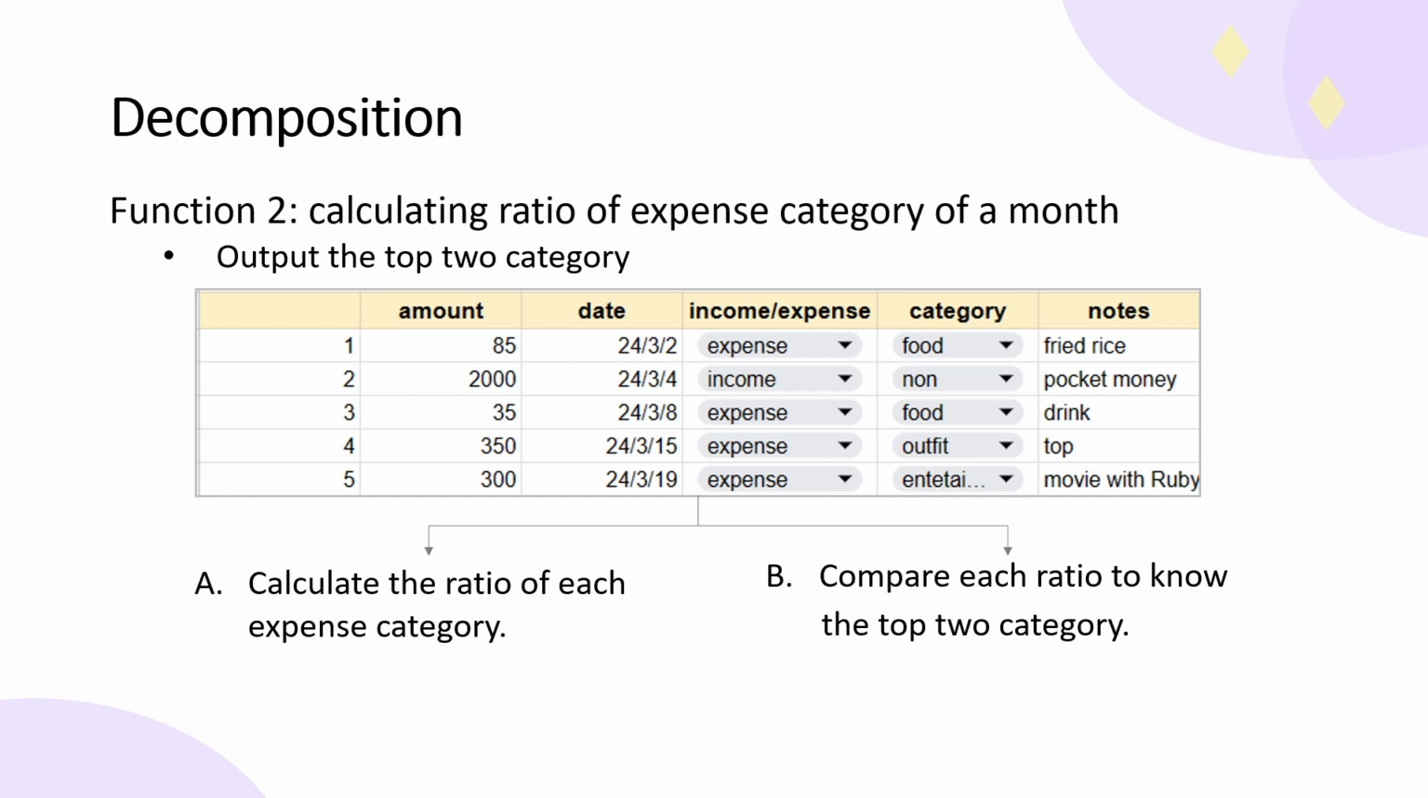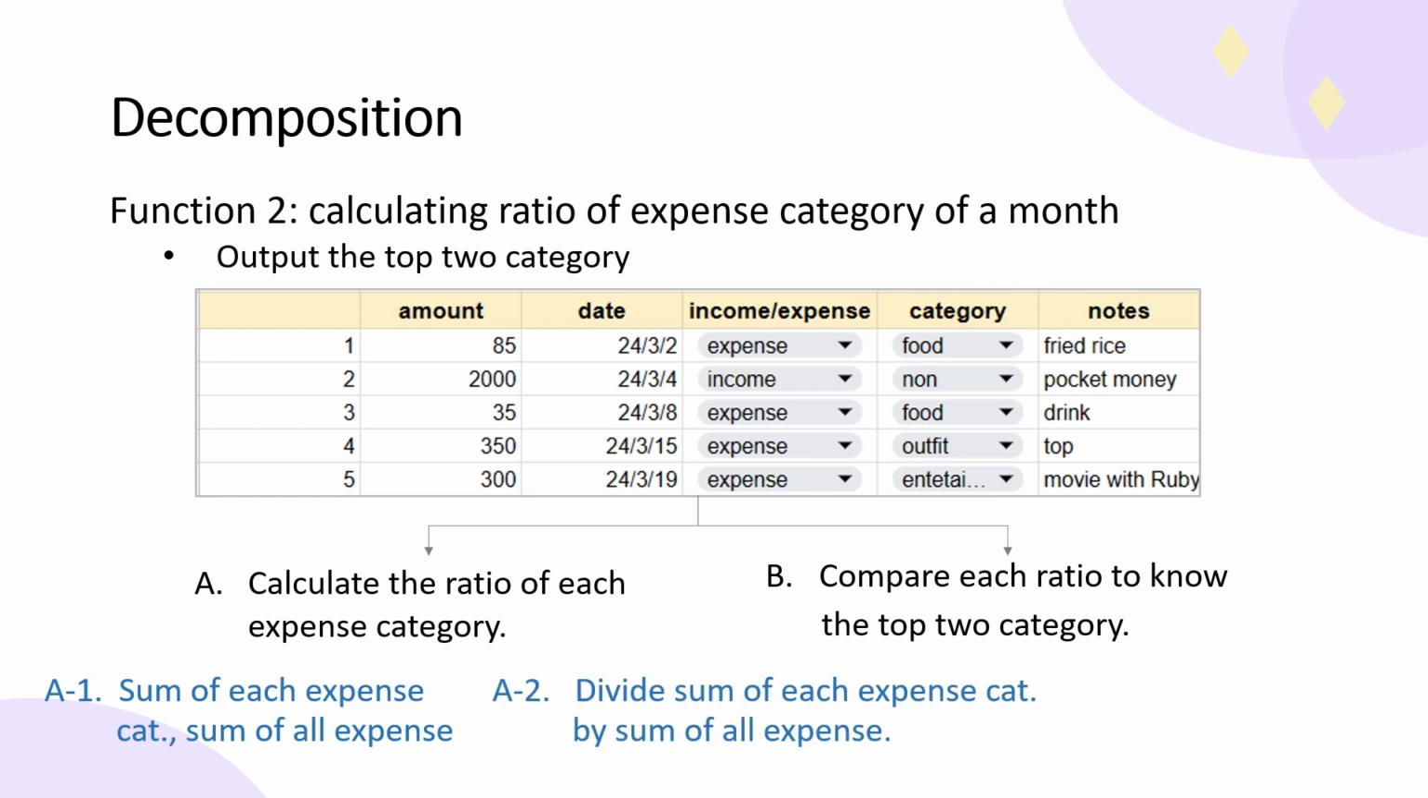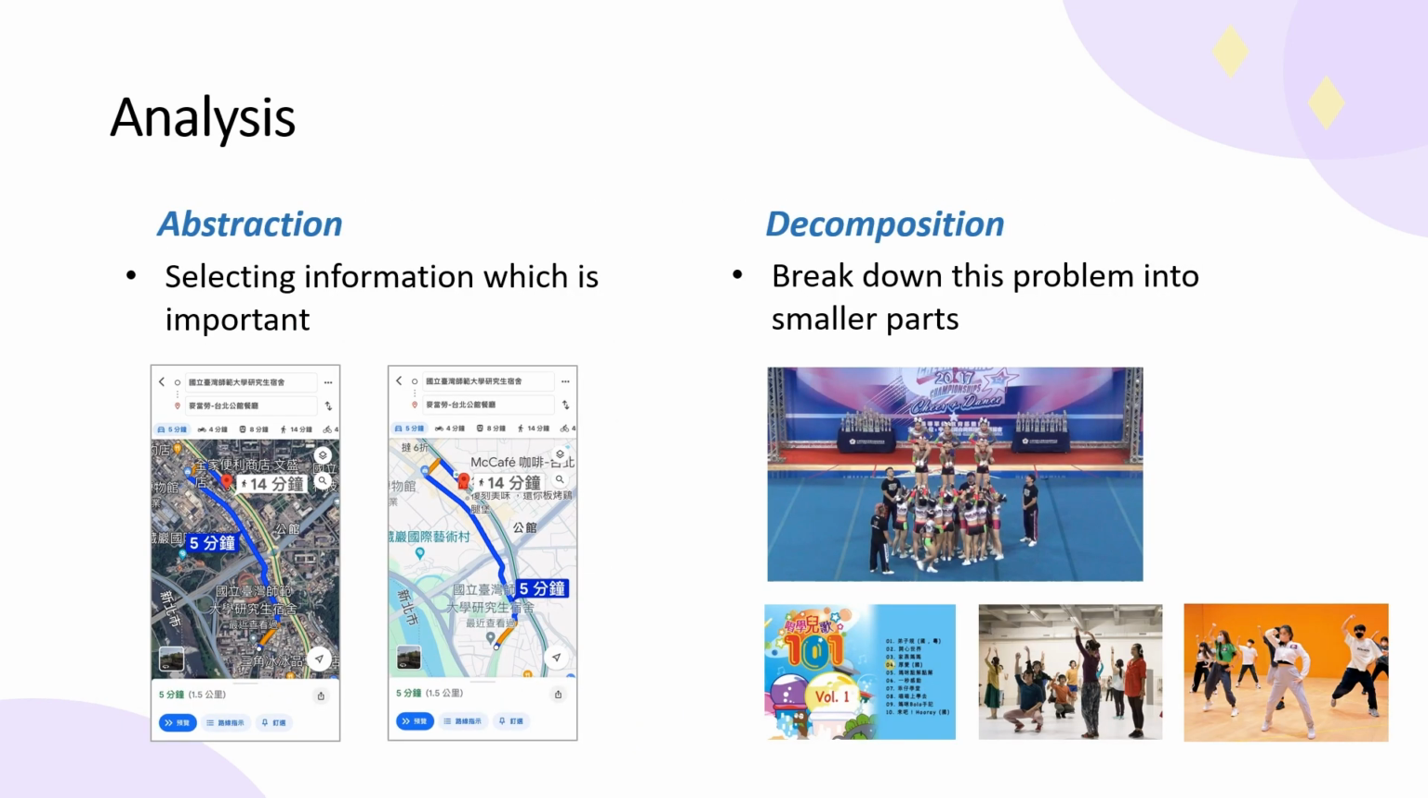To calculate the ratio of each category, you must know the sum of each expense category and the sum of all expense, right? Then, you divide the sum of each expense category by the sum of all expense. Okay. Analysis and decomposition are two important concepts when you analyze a problem. Now, it's your turn to practice.